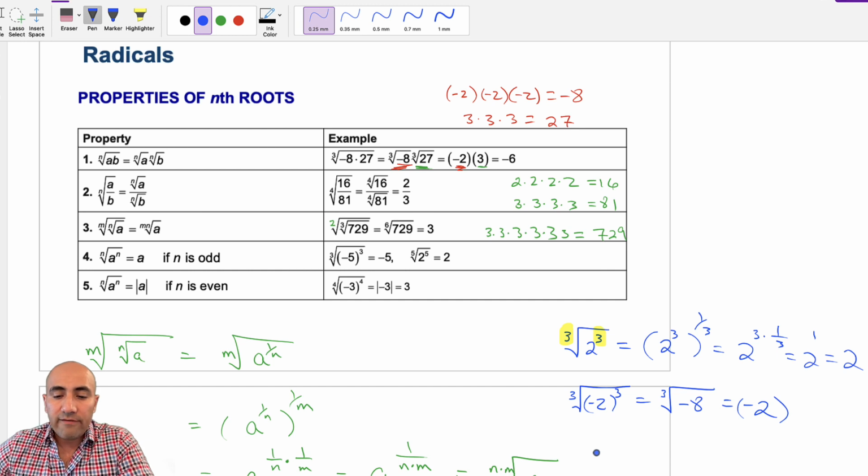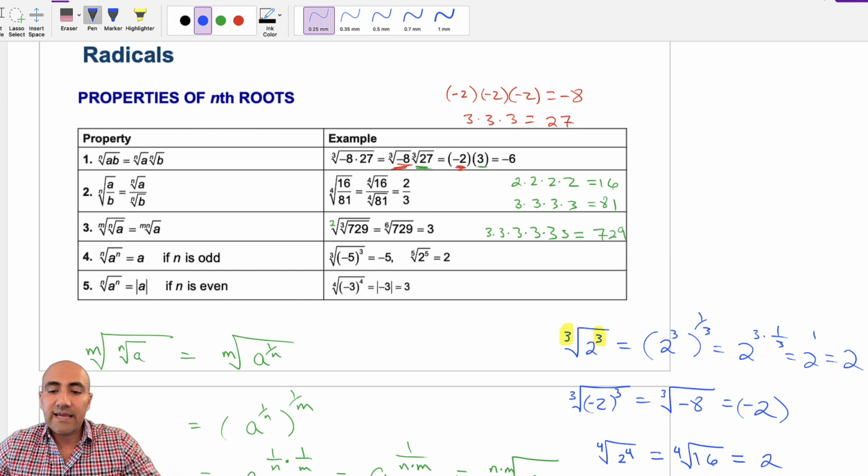So for example, if I had the fourth root of 2 to the fourth power, in this case, the answer is going to be 2. Because, well, let's simplify it a little bit. 2 to the fourth power is 16, so we have the fourth root of 16. And the fourth root of 16 is 2, because 2 times 2 times 2 times 2, 4 times, equals 16. So it kind of works out. When they're positive, it works out. But notice that when it's negative, it doesn't work out.